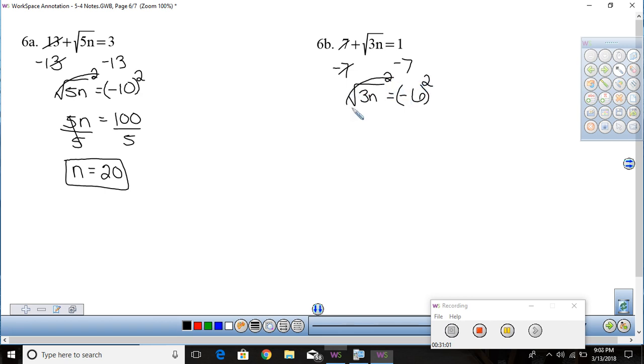So square and square root cancels. So I have 3n is equal to negative 6 squared, which is 36. Then I'm going to divide by 3. So n is equal to 12. And again, you would check to make sure that that's a good solution, but for time's sake, I'm just going to tell you that it is.